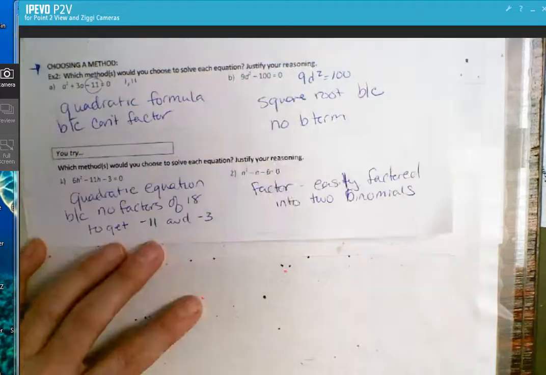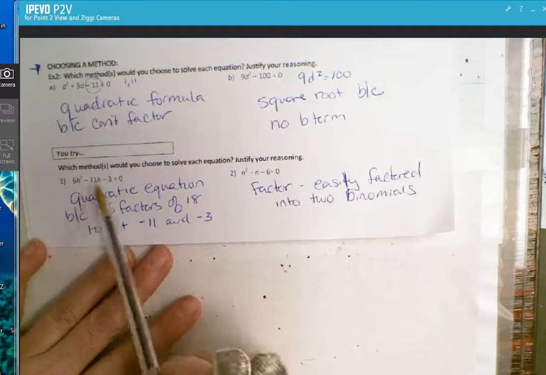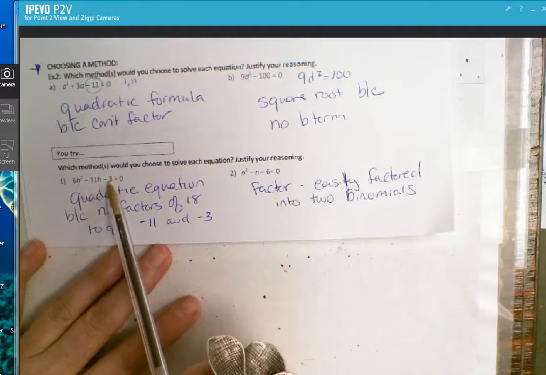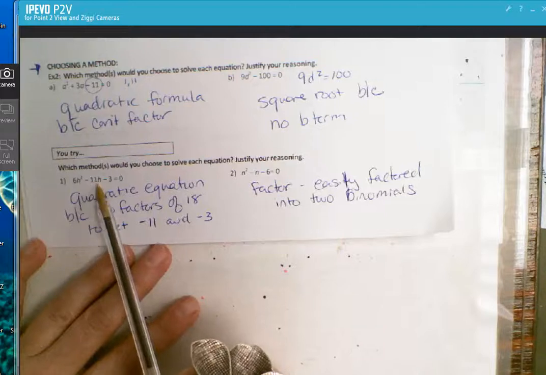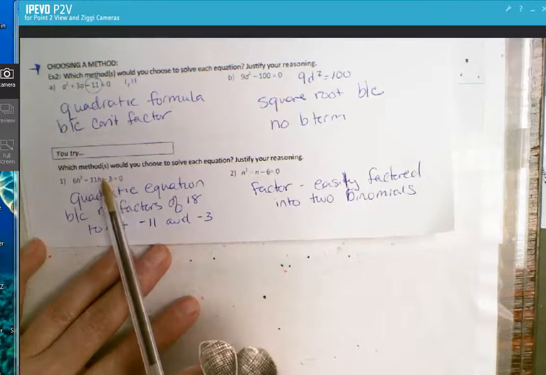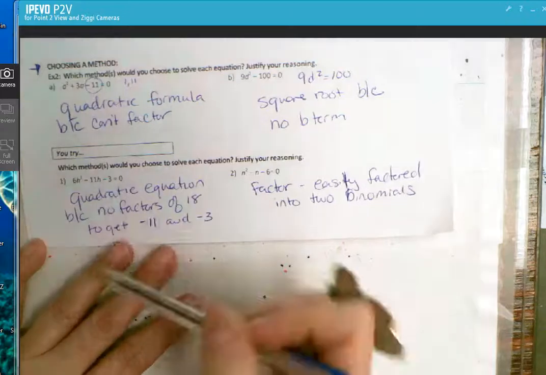Okay, so we should be able to say 1 times 18, or factors of 18 that get me to 11. Well, that's 9 and 2. They both have to be negative because I need negative 11. So I need negative 9 and negative 2. But if I'm multiplying negative 9 and negative 2, I end up with a positive 18, not a negative 18. So I cannot factor this, so I have to use the quadratic formula.